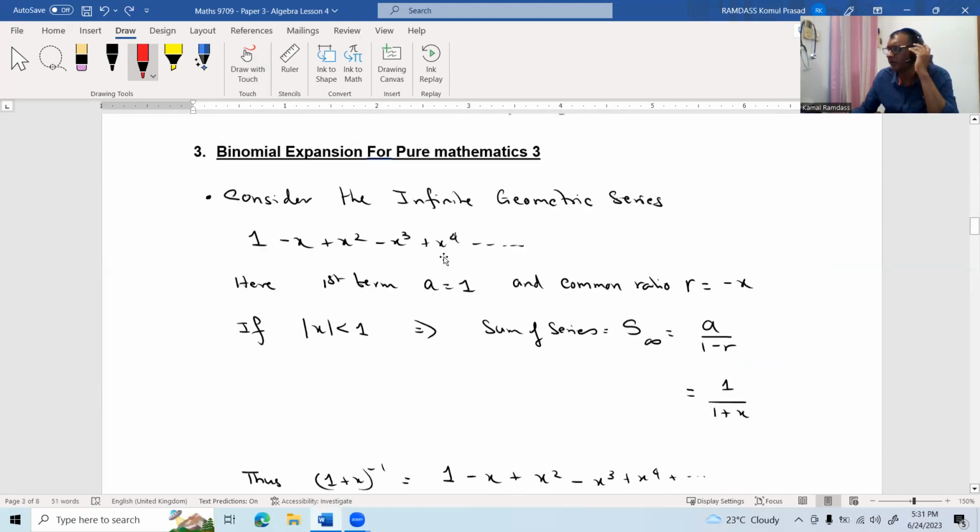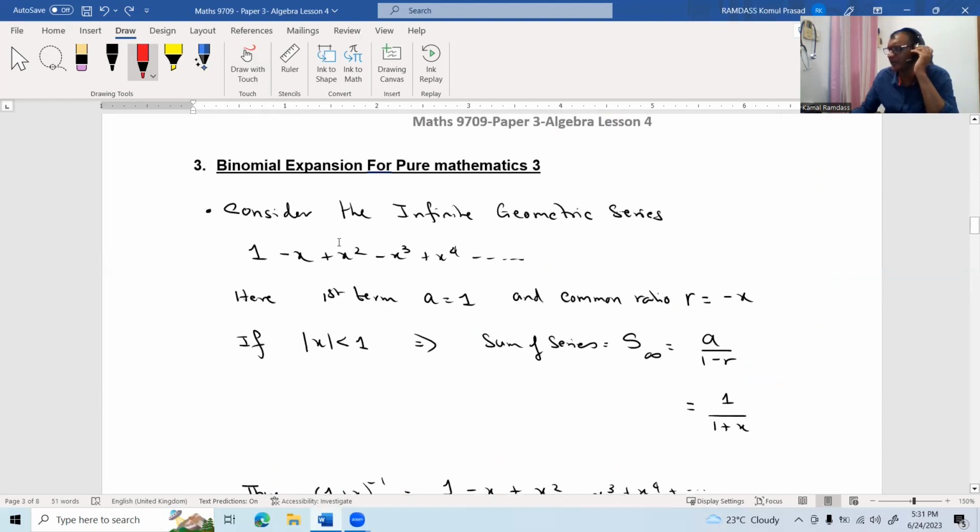OK. Et maintenant, nous get binomial expansion for pure mathematics 3. Et bon, pour nous rentrer là-dedans, nous consider this first. The infinite geometric series 1 minus x plus x square minus x cube plus x4. Beaucoup de livres donnent ça l'exemple. Hein? OK? Et il est facile pour nous comprendre quand nous bien arriver avec ça l'exemple-là.